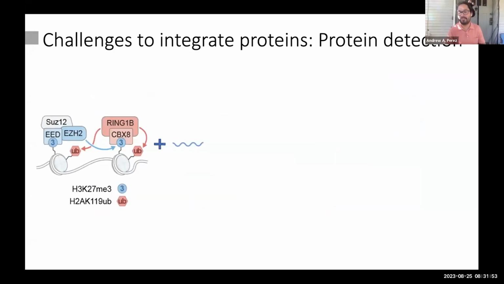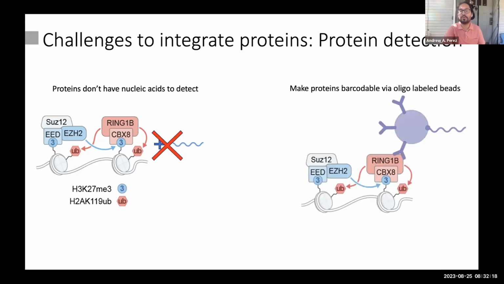So how do we do this? Our lab utilizes split pool, which requires an oligo to be ligated onto a piece of DNA. And this is actually a problem for proteins because proteins don't have nucleic acids to detect. So we're getting around this by using a bead intermediate. We can label each bead with an oligo and an antibody and use this to detect proteins.